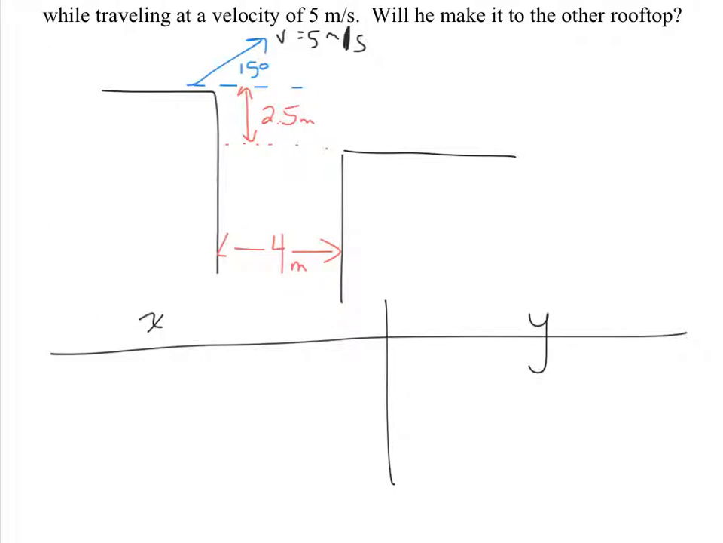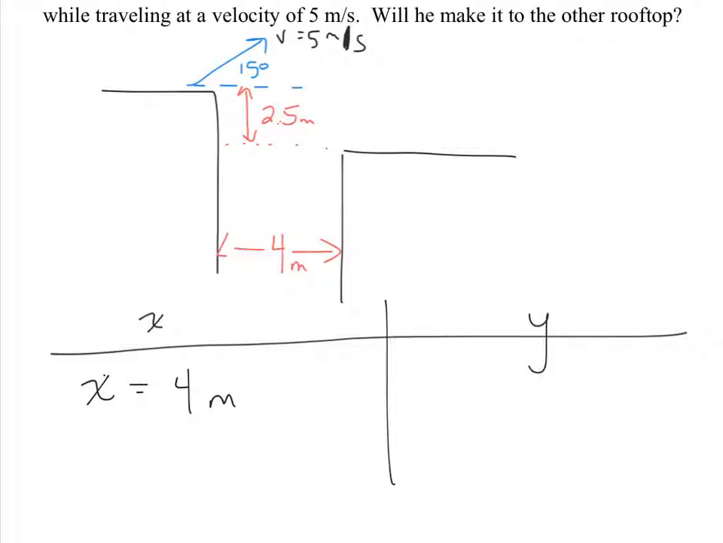So, with that statement made, we need to take a look at our different components, x and y. So in the x direction, what's going on in the x direction? Give me one piece of information. You have to make 4 meters. Yeah, we definitely know displacement is 4 meters.